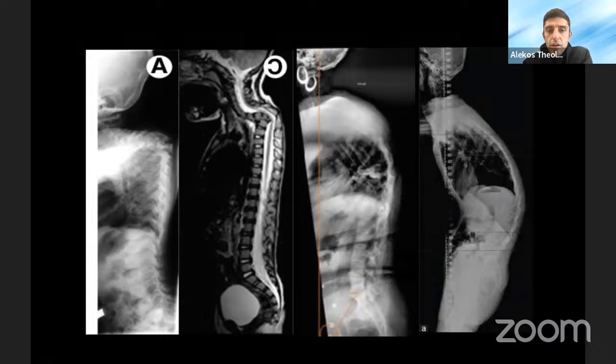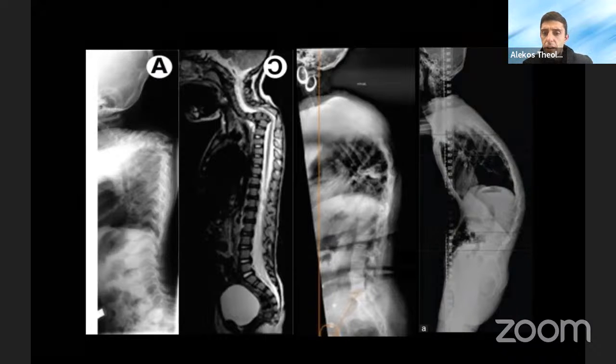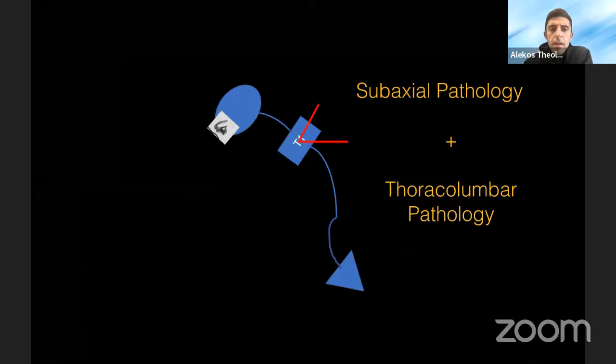You see the congenital kyphoscoliosis in the left two images, and then you see flat back in the middle image, and then what appears to be also a degenerative based lumbar disorder.